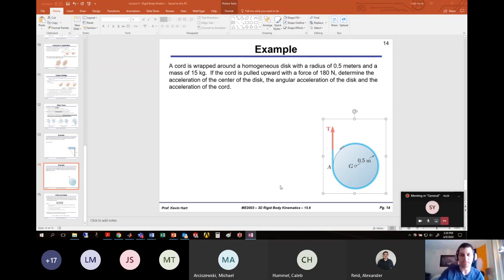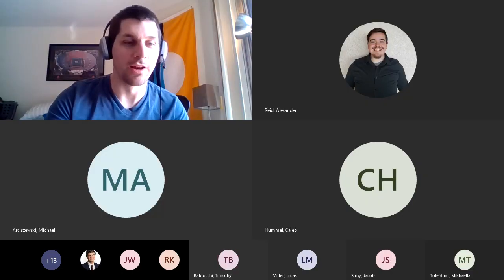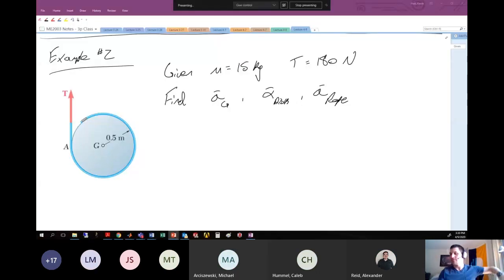So we'll transfer you over. And let's do it. So here we go. Example number 2. We've got this yo-yo situation going on. We're given that this has a mass of 15 kilograms, and there's a tension from this cord acting upward at this tangent to this circle at point A. We want to find the acceleration of the center of this disk, which is the acceleration at G. We want to find the angular acceleration of this disk, so I've called it alpha disk. And we want to find the acceleration of the rope, which is interesting. Okay, so we'll talk about that once we get there.